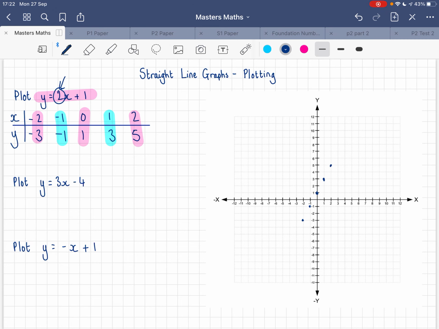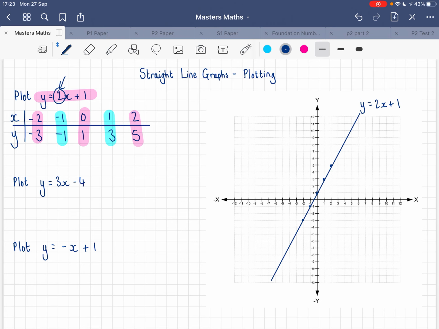So we can plot those points and then we can join them up like so, and then I'm just going to extend it out so it fills the whole graph. If you've got lots of room to play with on the graph, then use it, okay? Don't just join up your coordinates and stop. Extend the line out like that so that it fills the axis. But that is now the graph of y equals 2x plus 1.